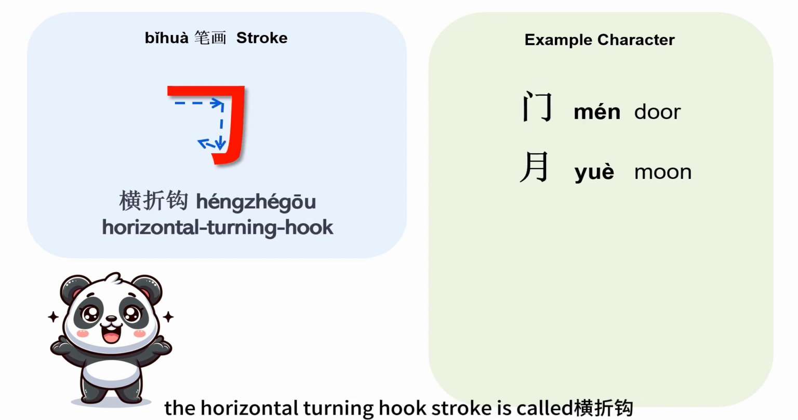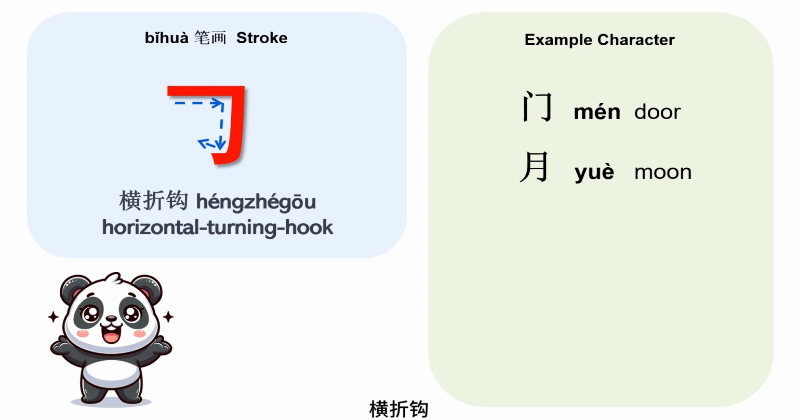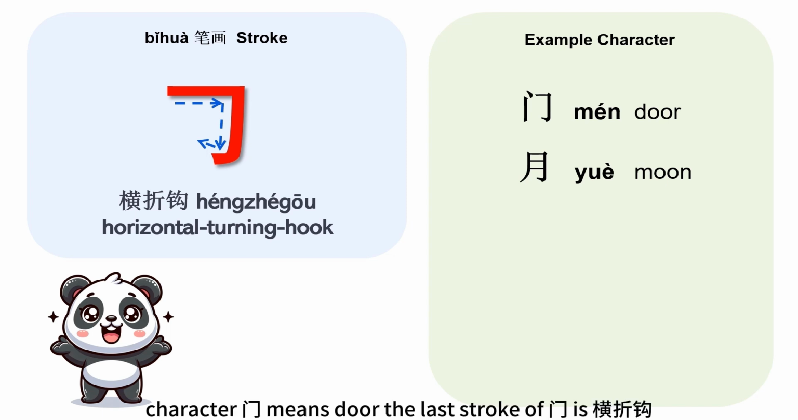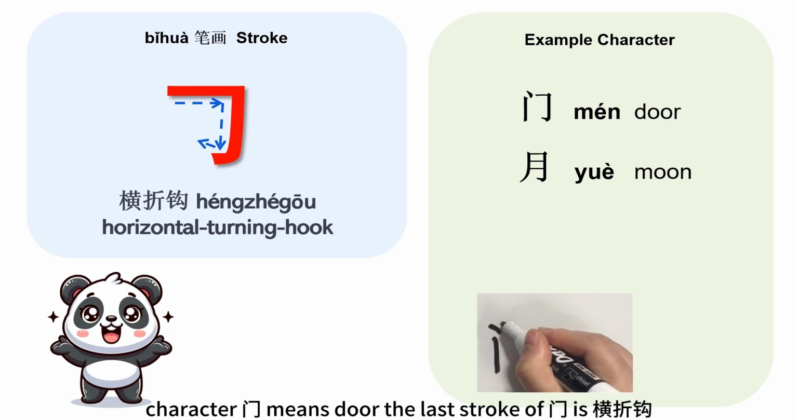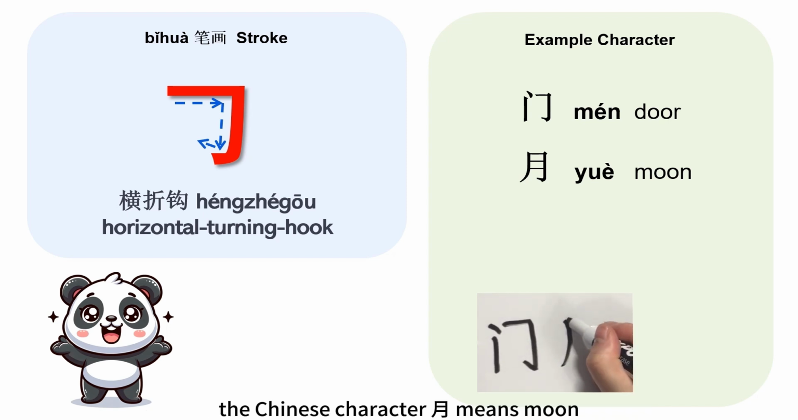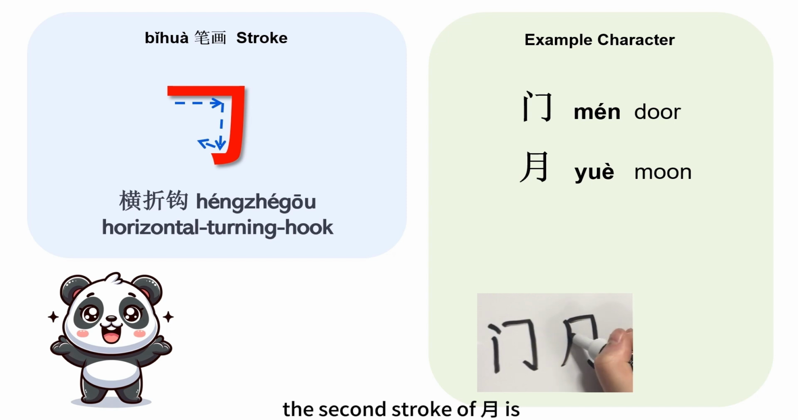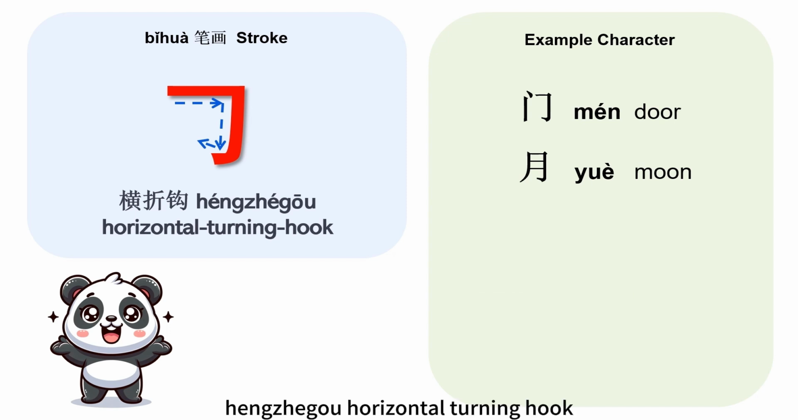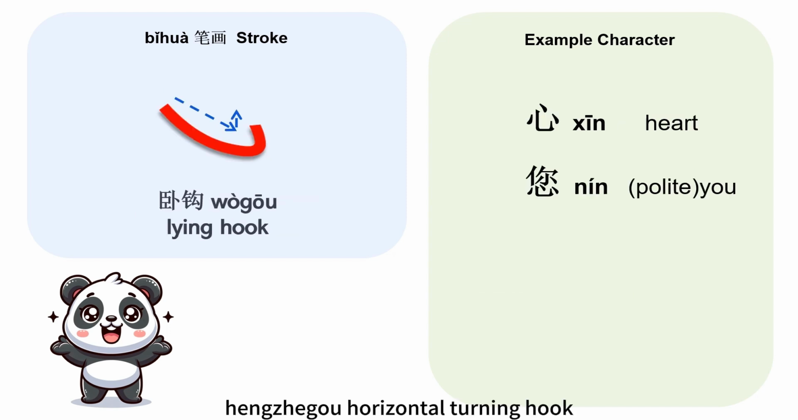The horizontal turning hook stroke is called 横折钩. 横折钩. Again, you can see that it's written from top to bottom, left to right. The example character 门 means door. The last stroke of 门 is 横折钩. The Chinese character 月 means moon. The second stroke of 月 is 横折钩, horizontal turning hook.